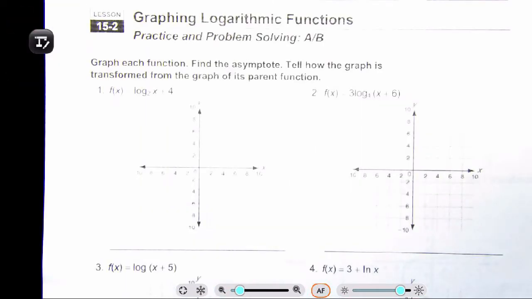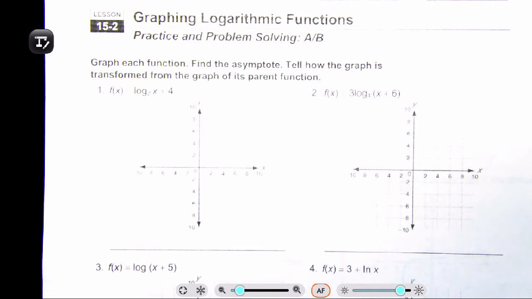All right, this comes directly from your book, so you could potentially have these questions in your textbook. They could be a little bit different, but it says graph each function, find the asymptote, tell how the graph is transformed from the graph of its parent function. So they're asking us a lot of things to do.